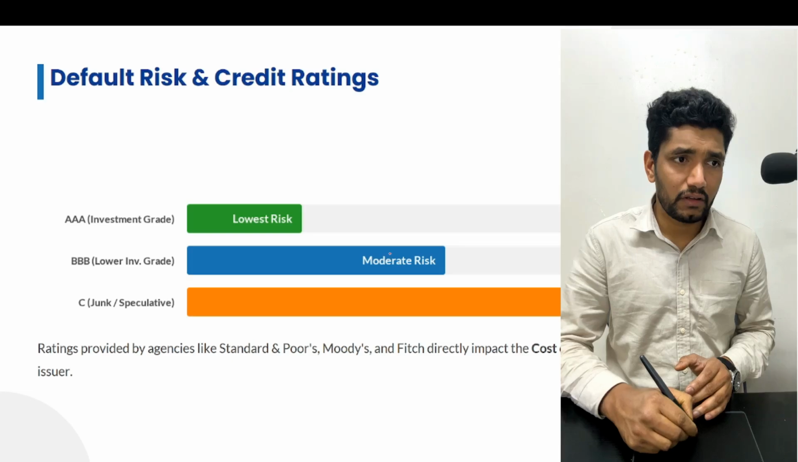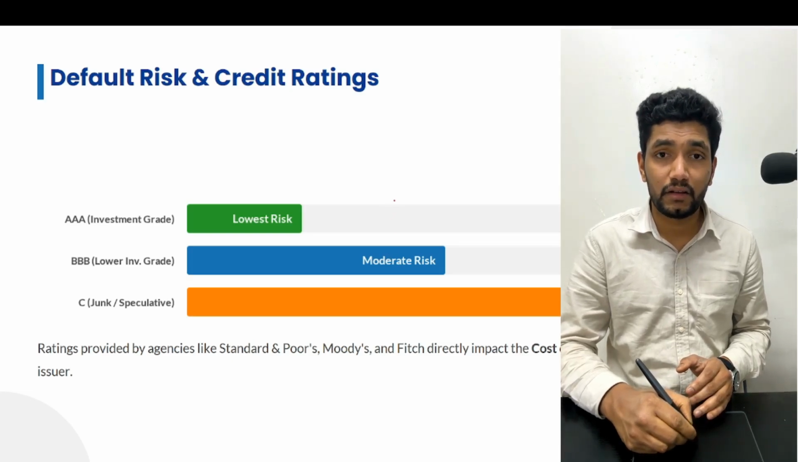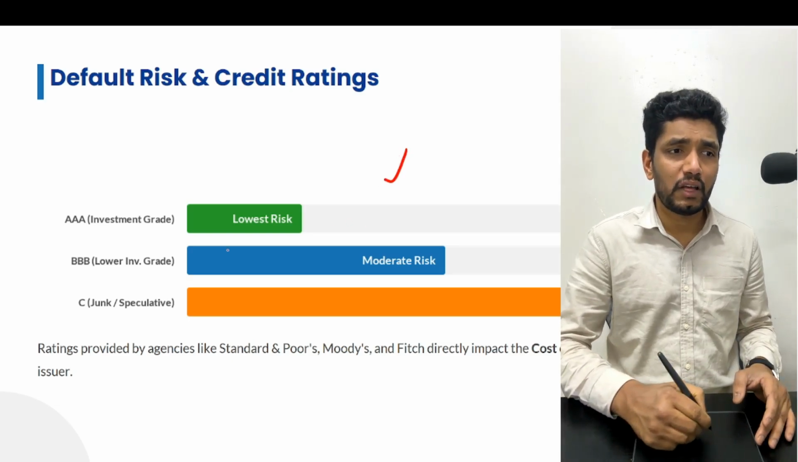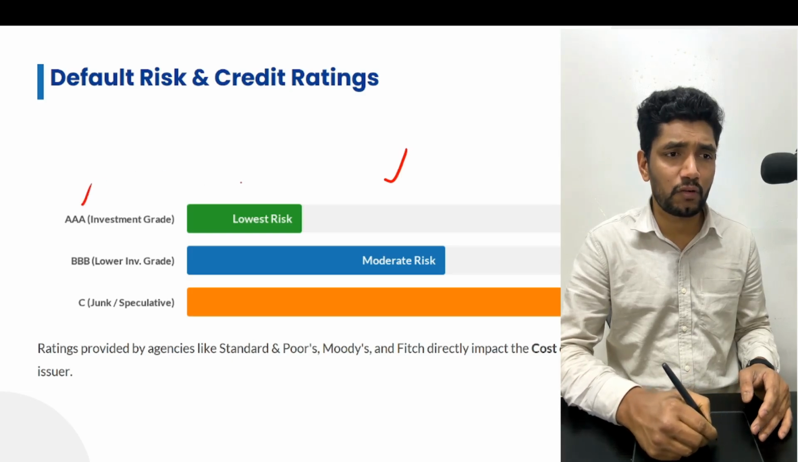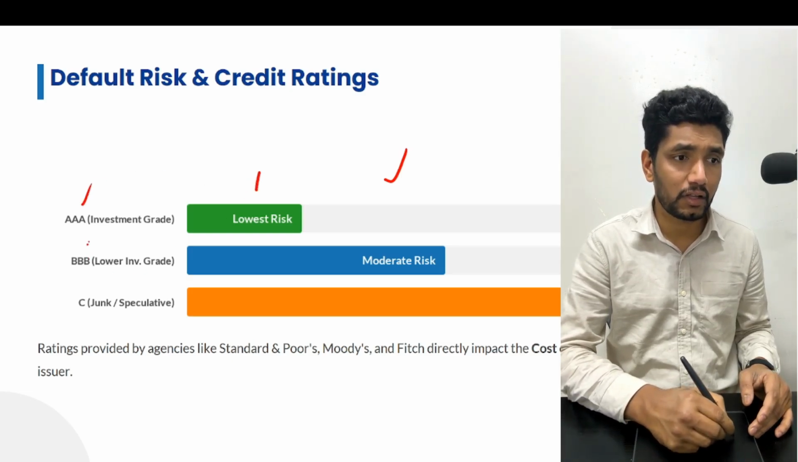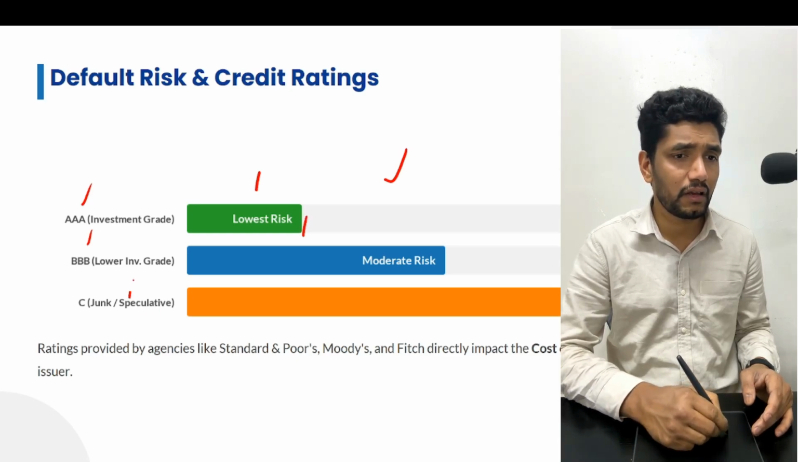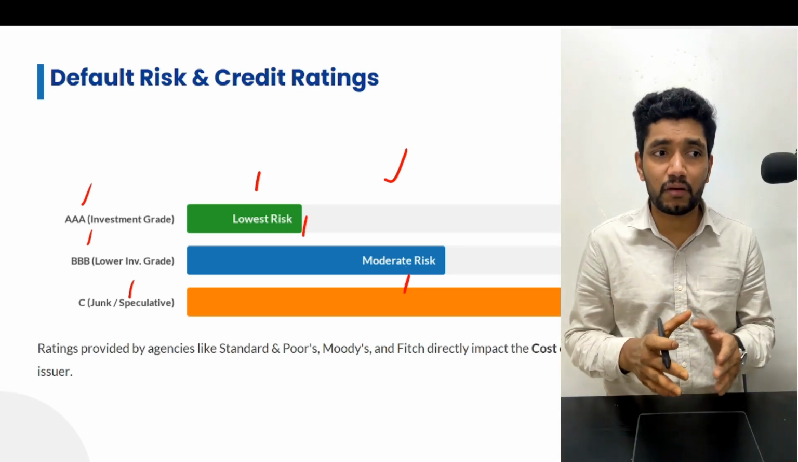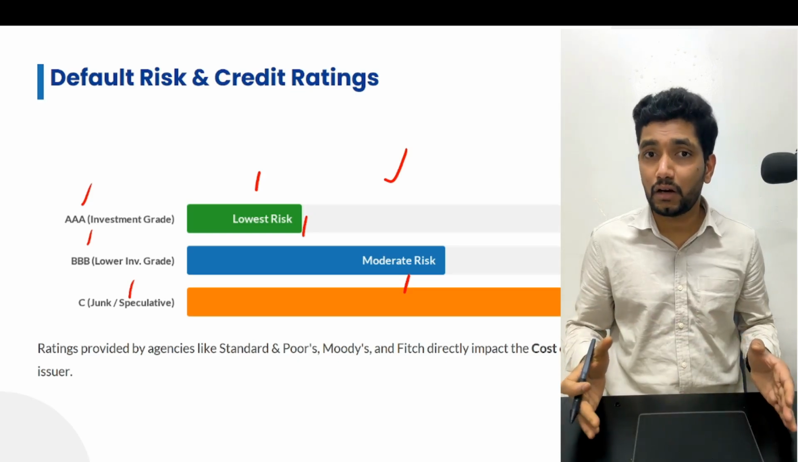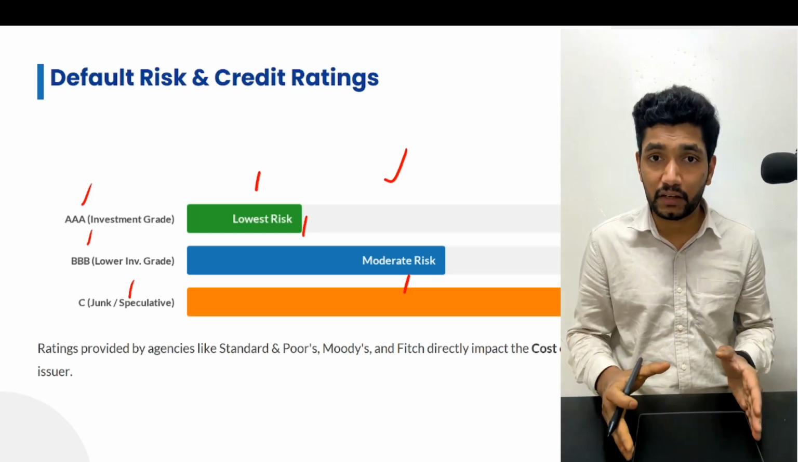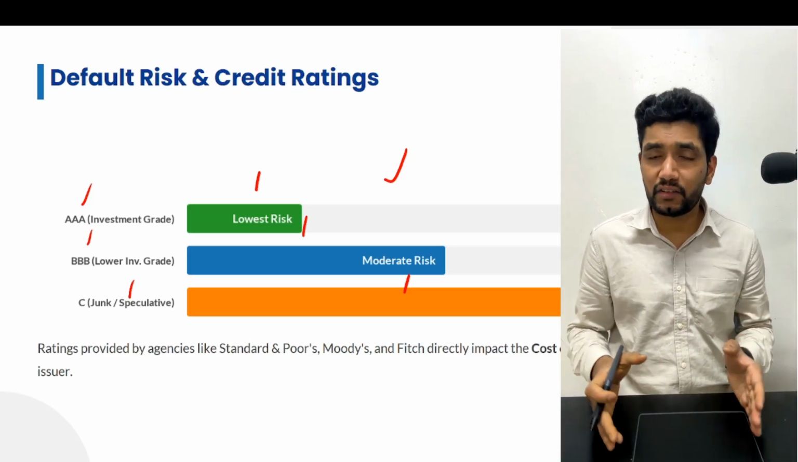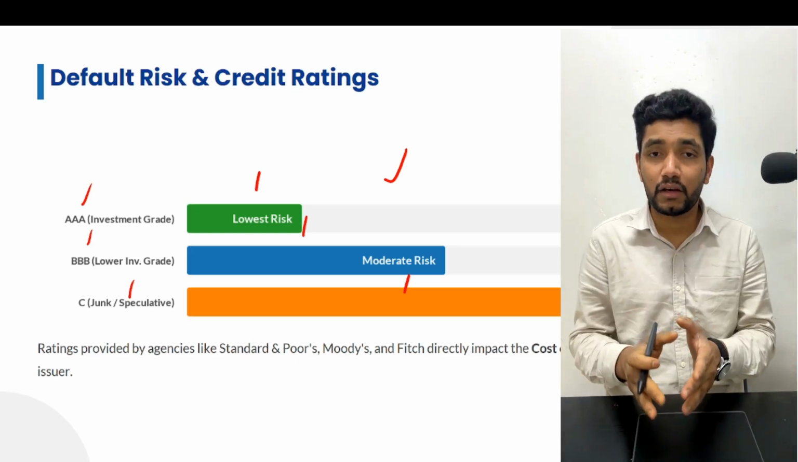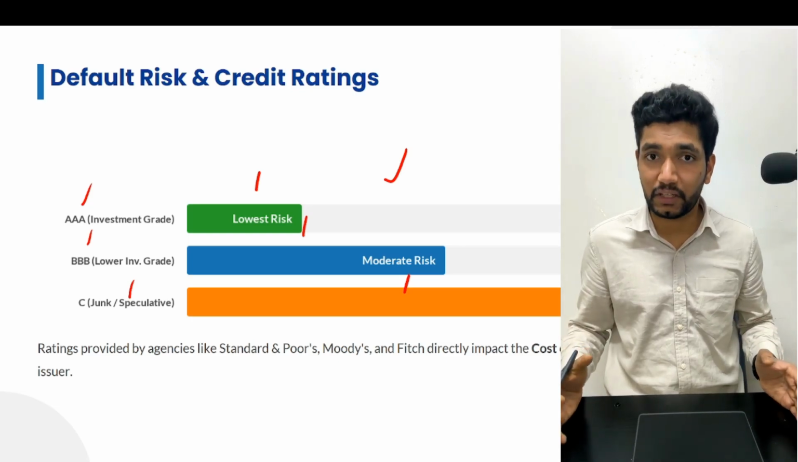These are some classifications of risk related to bonds. Triple A is normally considered lower risk, triple B is moderate risk, and C is higher risk. These are some criteria, some benchmarking for the bonds by the credit rating agencies. So by these credit rating agencies, investors can choose the right bond based on their risk preferences and expected return.